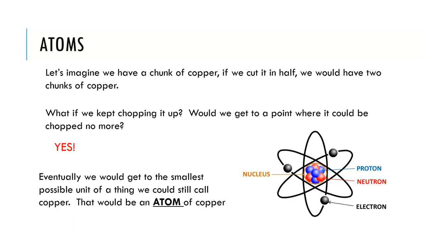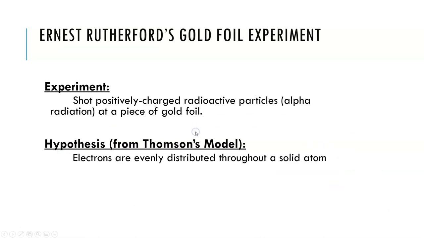Once you get to that point when you have the smallest possible unit of something you can still call copper, we call that an atom of copper. So this here is a model of an atom. We can see that we have protons and neutrons contained in the nucleus of the atom with electrons swirling around the outside. Now this model of the atom is fairly ubiquitous. People have seen this before, but it doesn't really represent the actual structure of an atom.